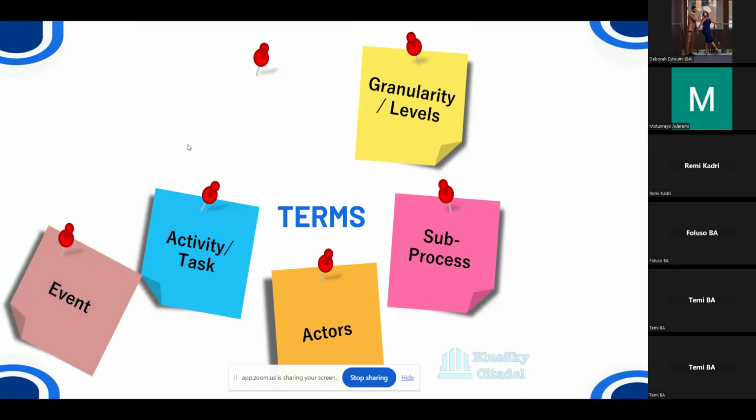An event is, again, like I said, a process has a definite start and a definite end. It's not just unending. It has a specific start and a specific end. So an event is that thing that triggers a process to start.